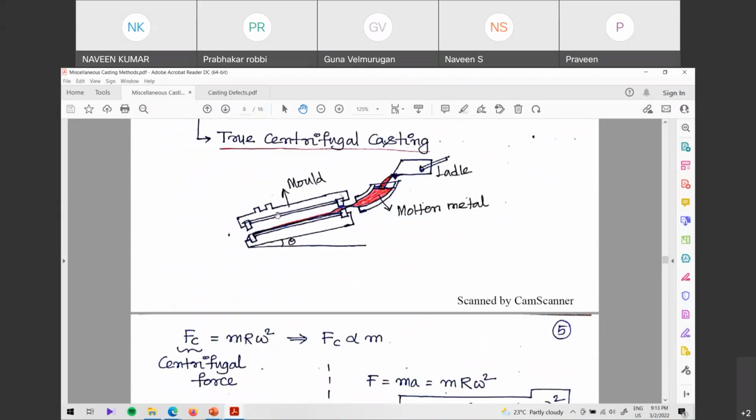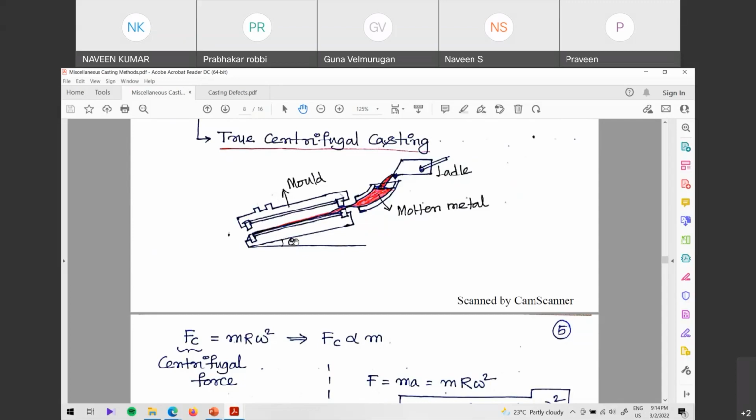this is a cylindrical object. I've taken a section of it. Please do not think these are two plates which are like this. No, this is a cylindrical object. I've taken a section of it, and this cylindrical object is inclined at some angle theta, and then you are pouring some liquid metal into this, and then it is rotated. Once it is rotated, what happens? Because of the centrifugal force, the liquid metal that you pour will form a thickness at the surface of the internal cylinder.